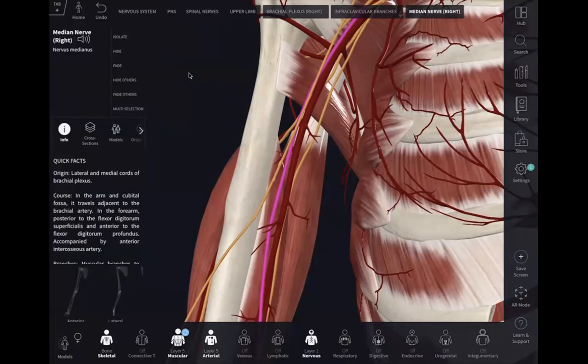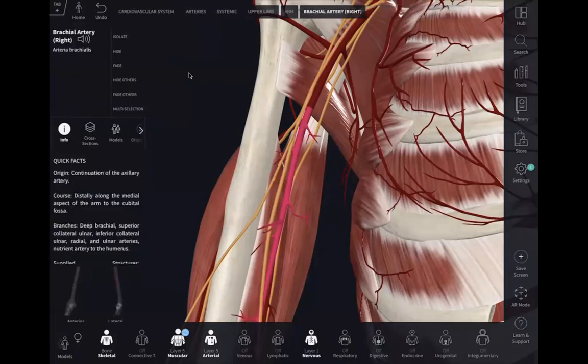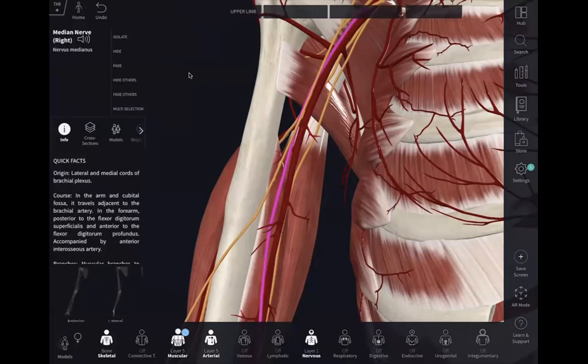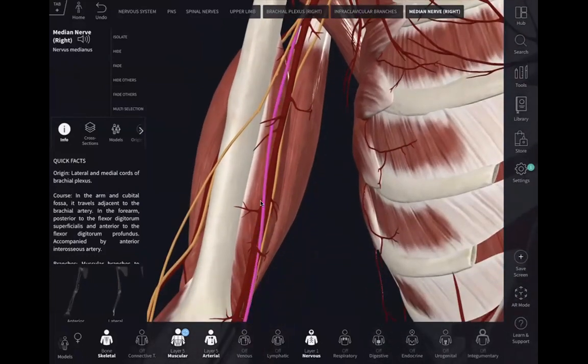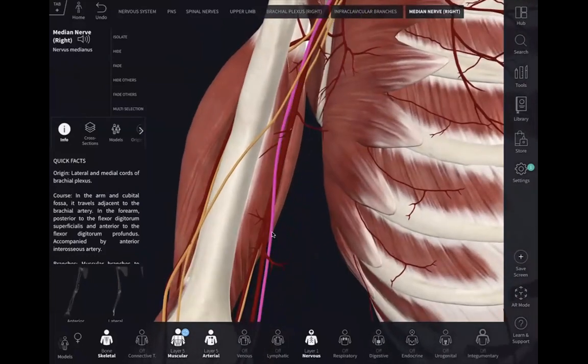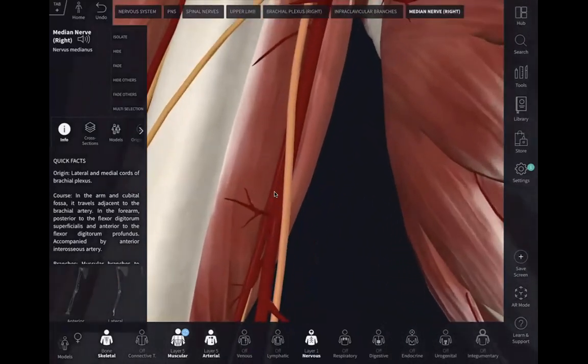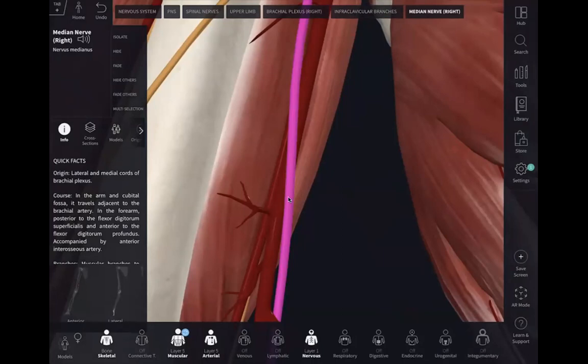This is the median nerve, right? Dr. Reed, this is the median nerve, right? Yes. In relation with the brachial artery, this is our brachial artery in the upper arm. So this median nerve, does it lie lateral or medial to the brachial artery? It is lateral to the brachial artery. First, it is lateral. If we go down, then what you can see, it is coming on the anterior aspect, correct?